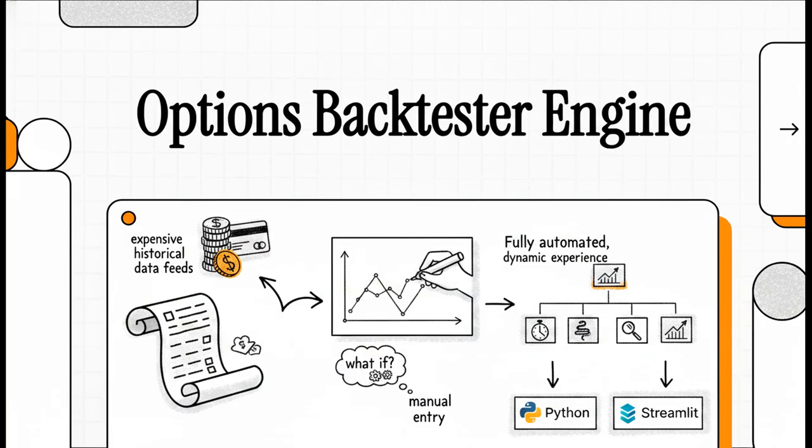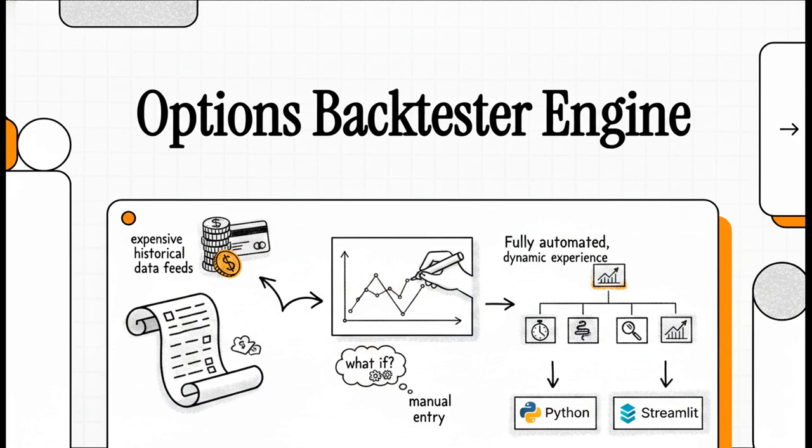If you've ever actually tried to backtest an option strategy, you know exactly how painful it can be, right? We're talking endlessly tedious spreadsheets, absurdly expensive historical data feeds, and just hours of mind-numbing manual entry, all just to see if a simple idea actually works in the real world. But what if you could transform that exhausting process into a fully automated dynamic experience?